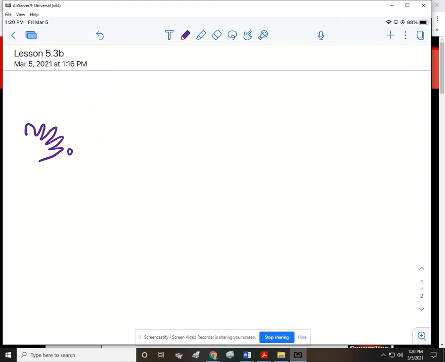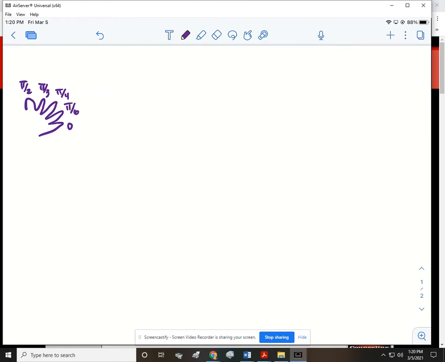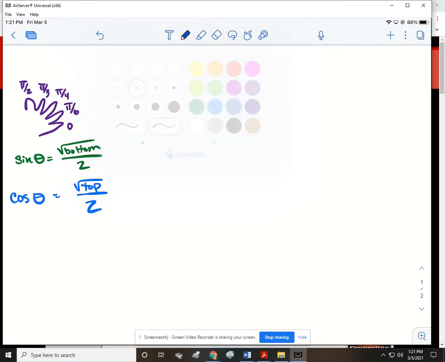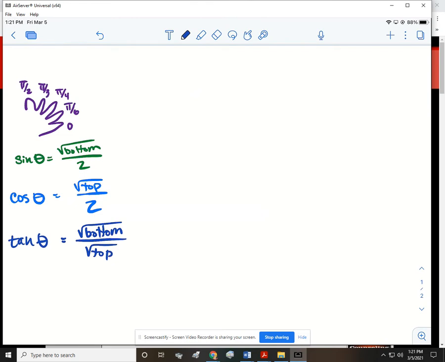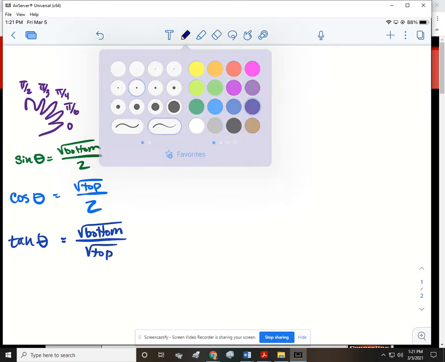All right, so first I'm going to draw a little hand for the hand trick. And then I'm going to label the fingers with the angle they represent. Okay, it's a lovely hand. And then I'm going to write what we do when we use the hand trick. So if we are finding the sine of an angle, it's the square root of the bottom fingers over 2. If we are doing the cosine of an angle, it's the square root of the top over 2. And if we are doing the tangent, it is the square root of the bottom fingers over the square root of the top fingers. Okay, so that's one thing we need to know.